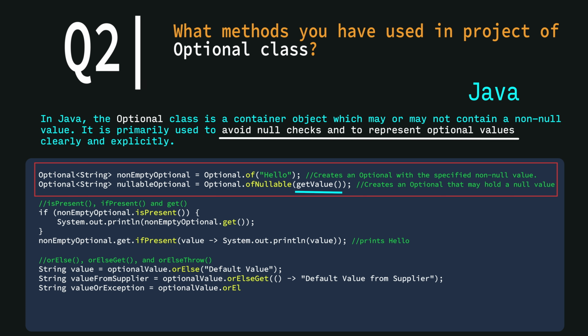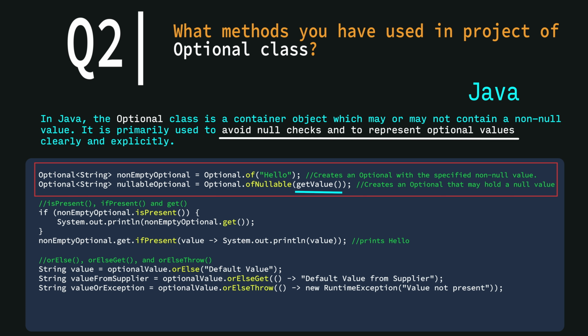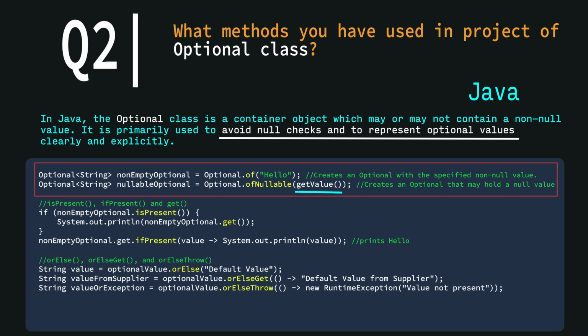Here the key difference is, in the first case we know the value is not null, but in the second case we don't know at runtime what the getValue method will return. So that's why the second variable may hold a null value.